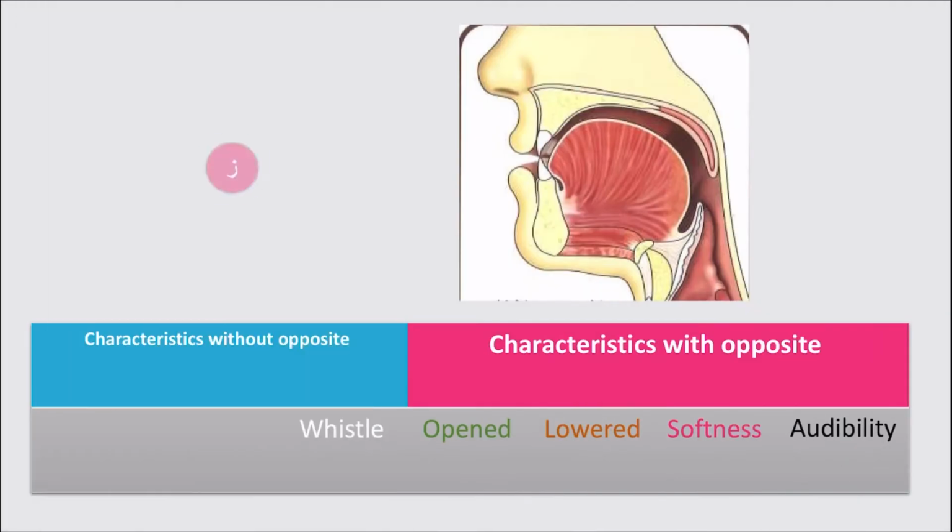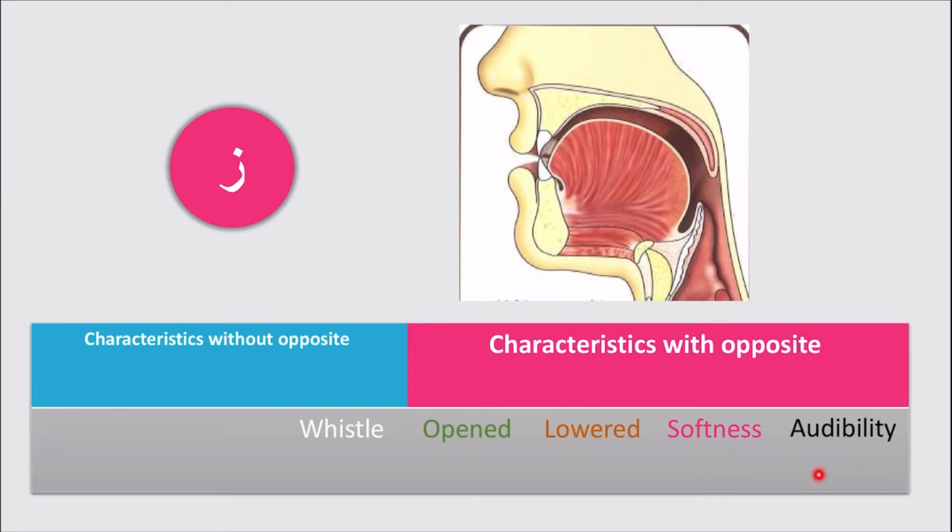The second letter is letter Zay, and letter Zay is articulated from the tip of the tongue with the inner part of the lower teeth, inner side of the lower teeth. This is producing the Zay letter, and it is opened. Opened means no compression of the sound inside, lowered, no elevation for the tongue, no sound elevation towards the roof of the mouth, softness, so the sound is running like this.